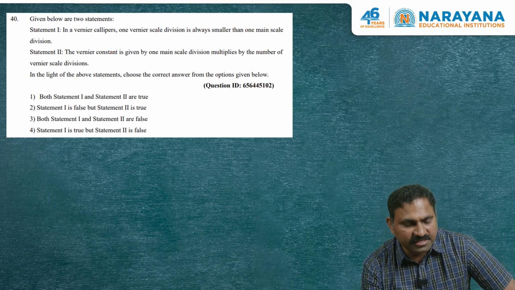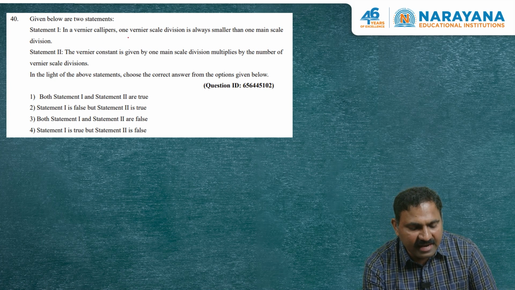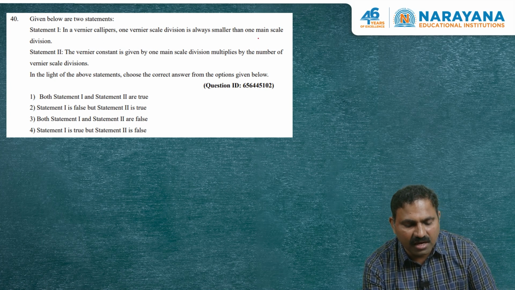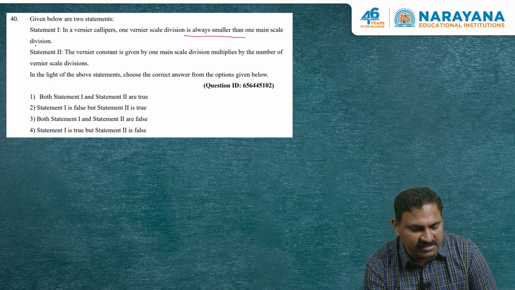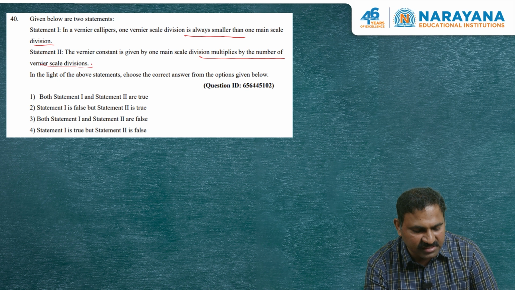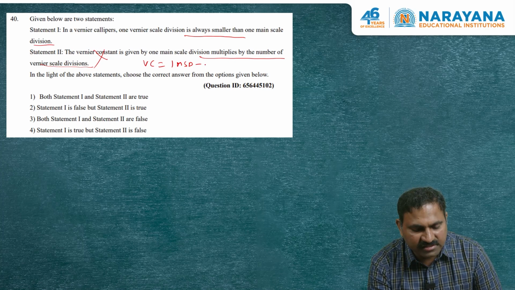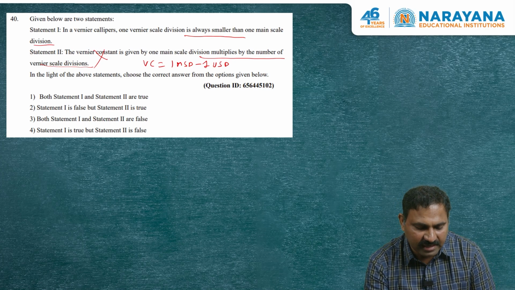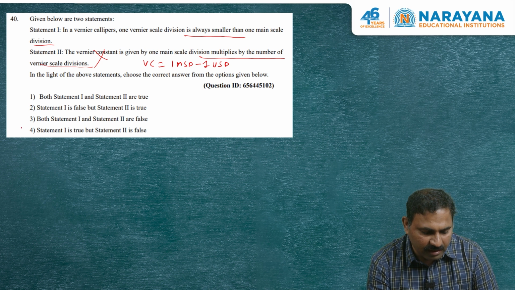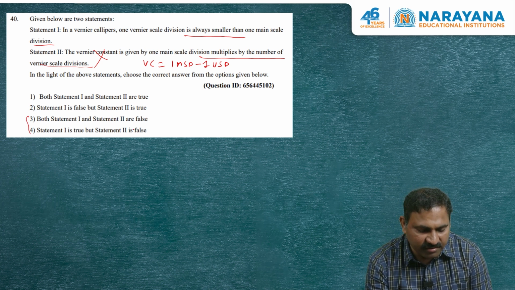This is also an assertion reason question. In Vernier calipers, one Vernier scale division is always smaller than one main scale division. The Vernier constant is given by one main scale division multiplied by the number of Vernier scale divisions. Clearly the second statement is wrong. Usually Vernier constant is one main scale division minus the value of one Vernier scale division. So the second statement is clearly false. So we can go for answers either 3 or 4, where the false statement is given with the second one.